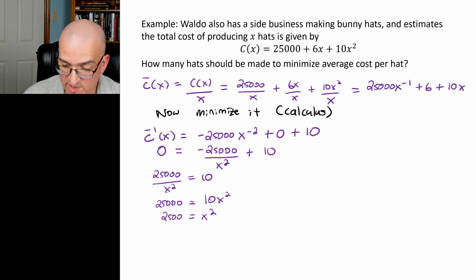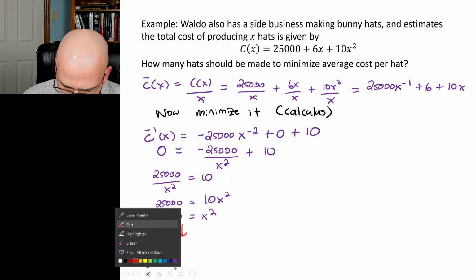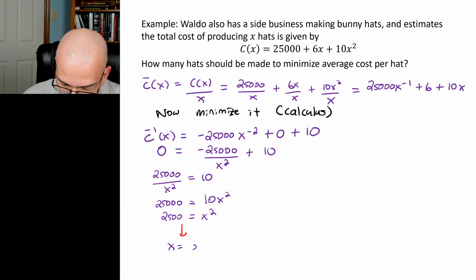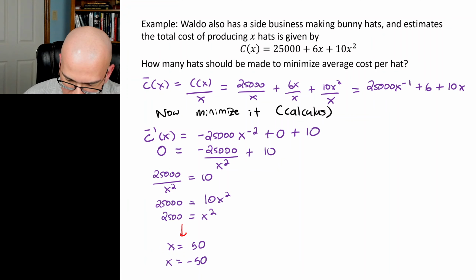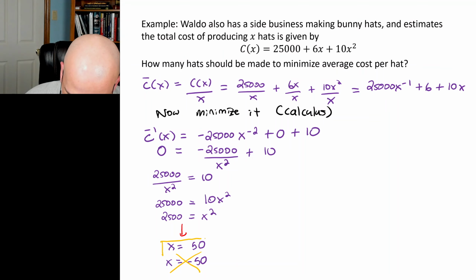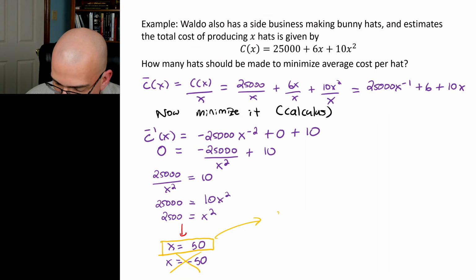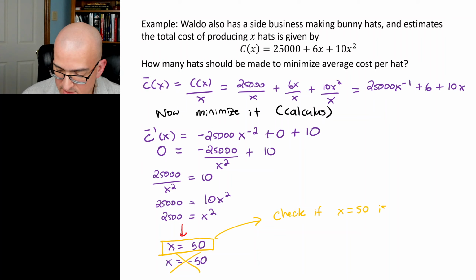And then what is x going to be? So we take the square root of both sides. And we technically get two solutions. We get x is equal to 50. And we get x is equal to -50. But this is how many hats should we make? Negative hats is not a good idea. I'm going to say x equals 50 is the answer, but we're going to do a double check. We're going to make sure that this is a minimum. Check if x equals 50 is a min, not a max.